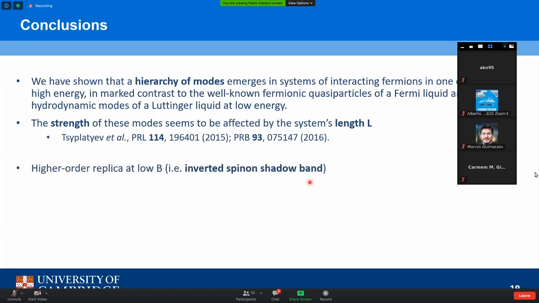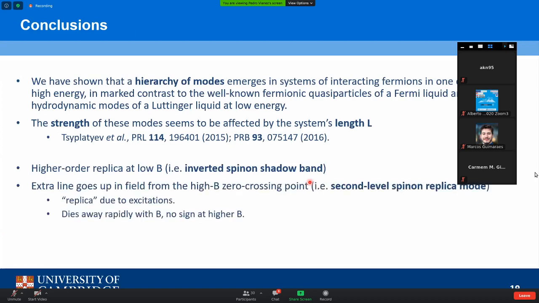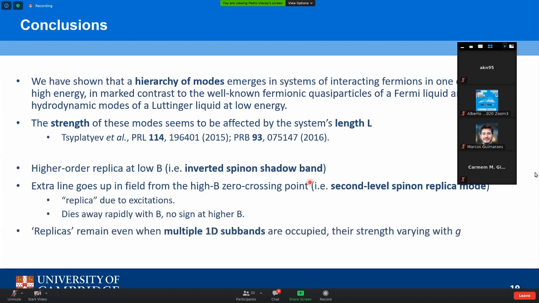We've observed a first level replica at low field, the inverted spinon shadow band. We've also observed the second replica at higher fields, a second level spinon replica, which dies quickly away in momentum. If you want to be optimistic, there are hints of a third replica as well. And these replicas remain even when multiple 1D subbands are occupied, and their strength varies with G.